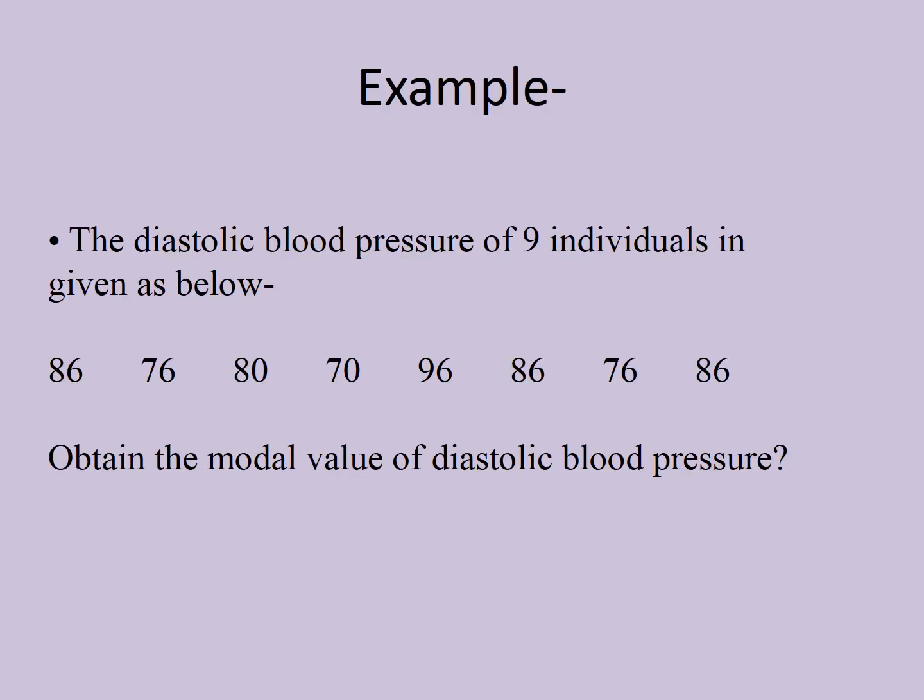Now the third measure of central tendency is the mode. Mode means the frequently repeating observation in a particular data set. That is the simple meaning of the mode. Let's take a look at the mode with the help of an example. The diastolic blood pressure of 9 individuals is given as follows: 86, 76, 80, 70, 96, 86, 76, 86. Now obtain the modal value of the diastolic blood pressure. Which is the most commonly repeating observation in this data set? The answer is 86.